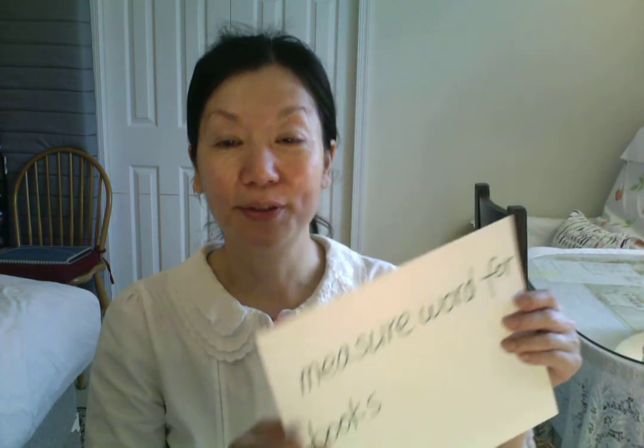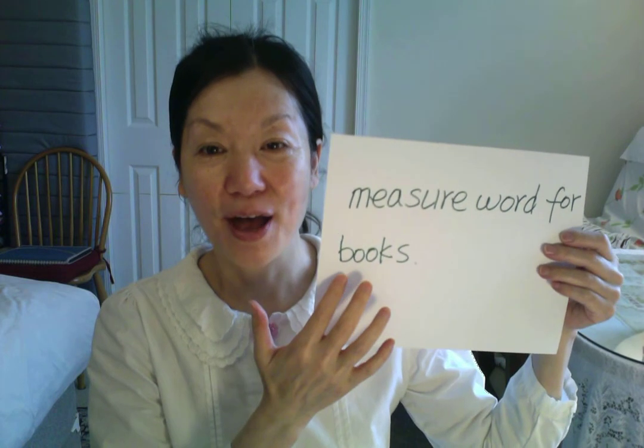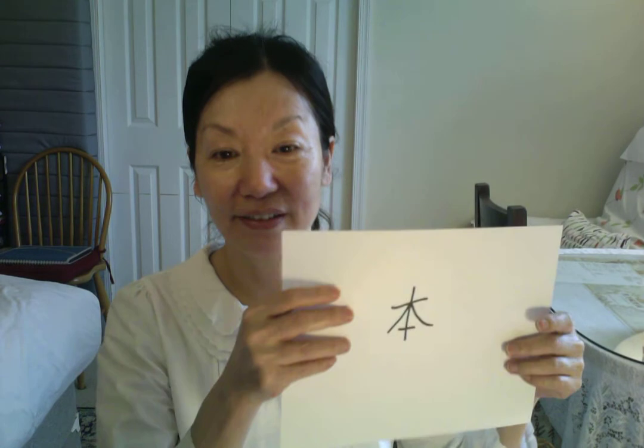Measure word for books. In Chinese we say what? You see down here, there's a character, maybe you know that, right? Measure word for books. 本. One more time. 本. Measure word for books. 本. Okay. Check the pinyin here, right? 本.